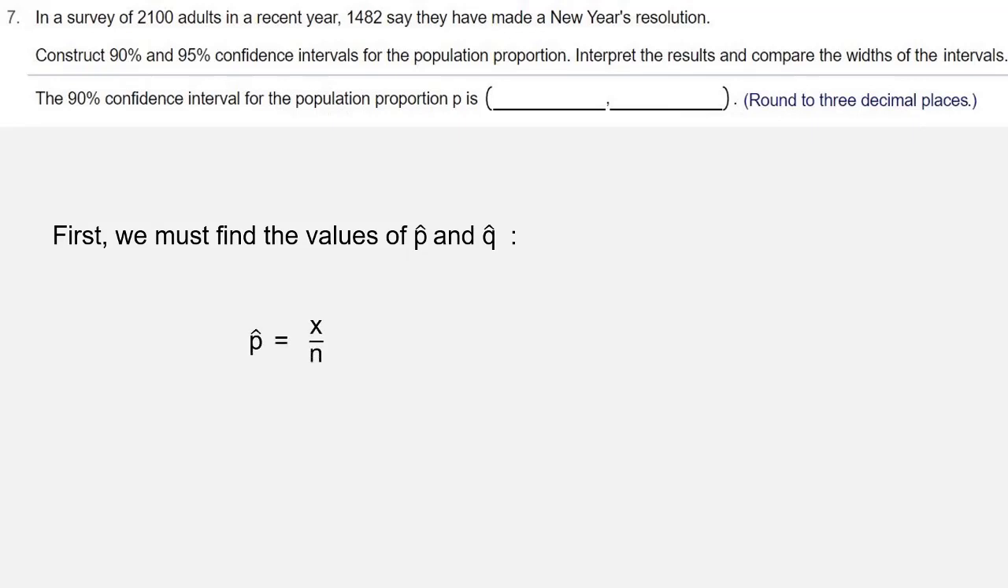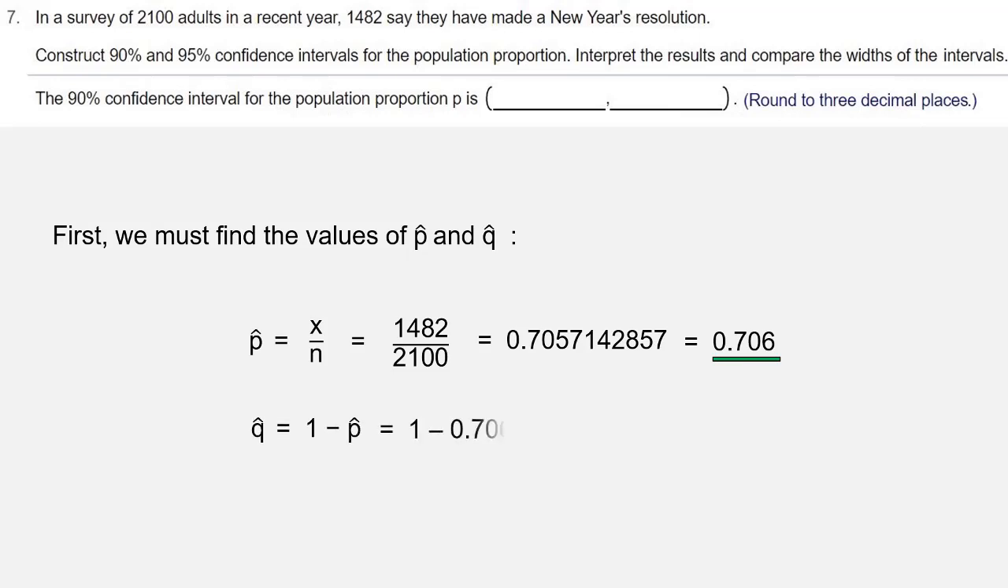P hat is x over n. The n is the total number in the survey, which is 2,100. So this x over n is 1482 over 2,100, which is 0.7057142857. Rounded to 3 decimal places, it is 0.706. Q hat, remember, is 1 minus p hat, which is 1 minus 0.706, which is 0.294. So we now have our values for p hat and q hat.